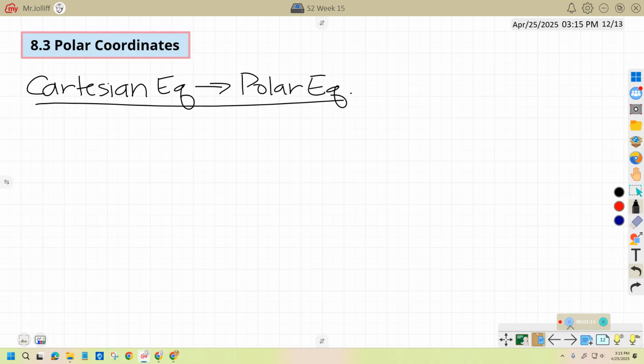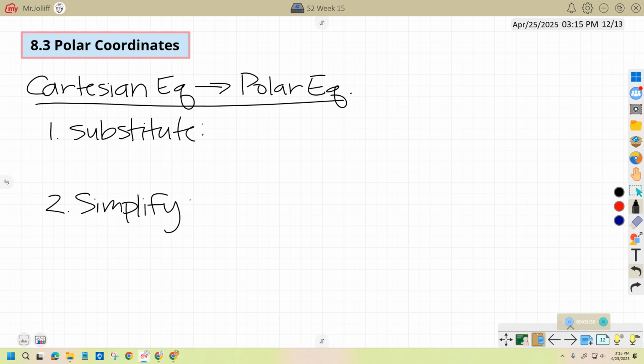There is a three-step process. The first, we are going to substitute. Second, we are going to simplify. And then we are going to solve. Three S's: substitute, simplify, solve. Very similar process going the other way. Substitute, simplify, solve.